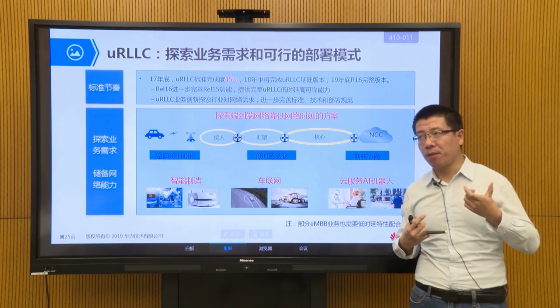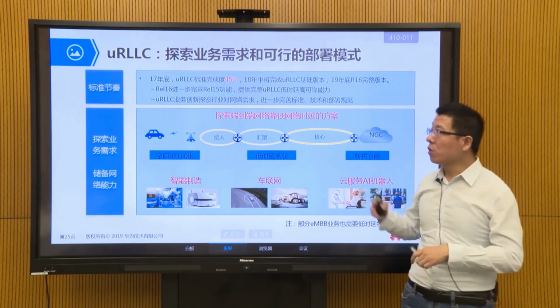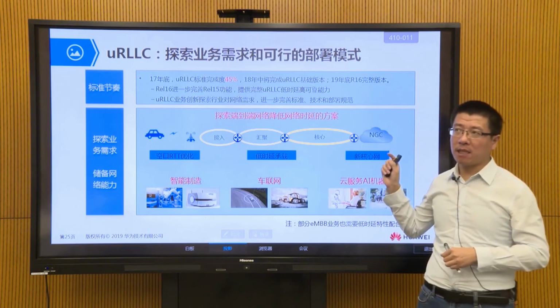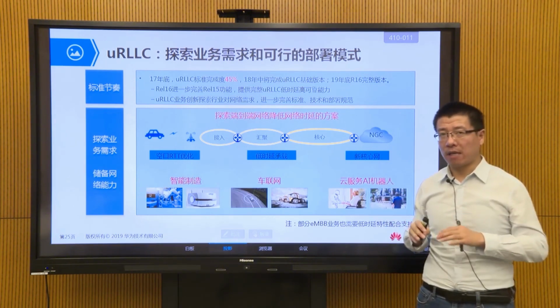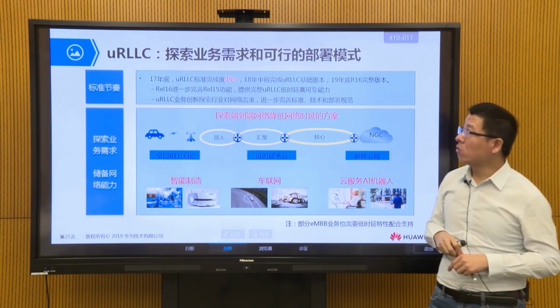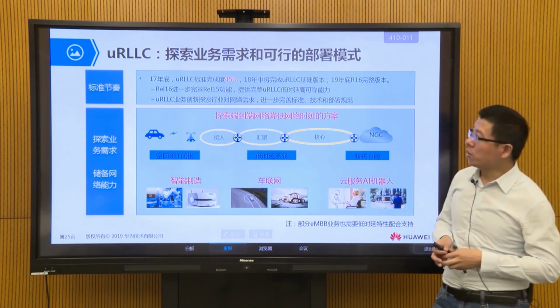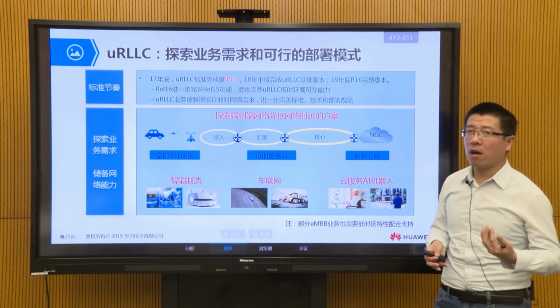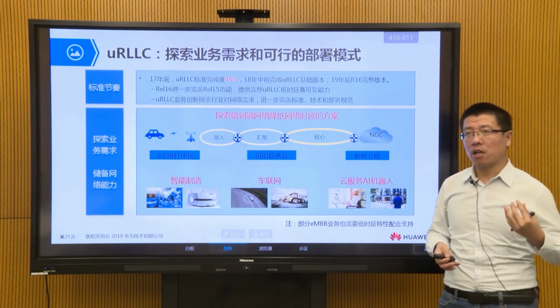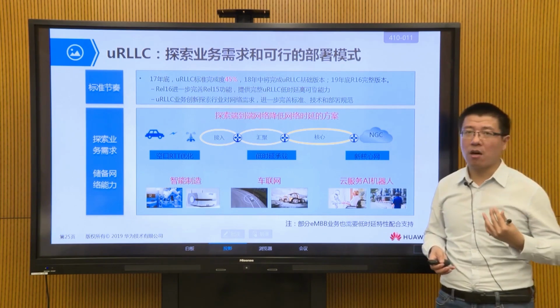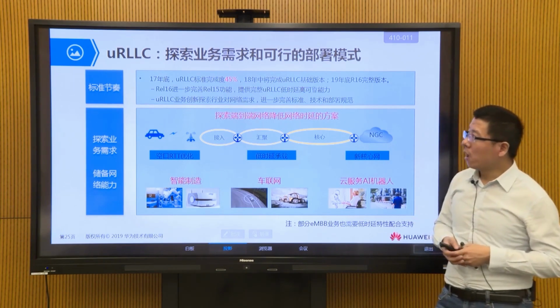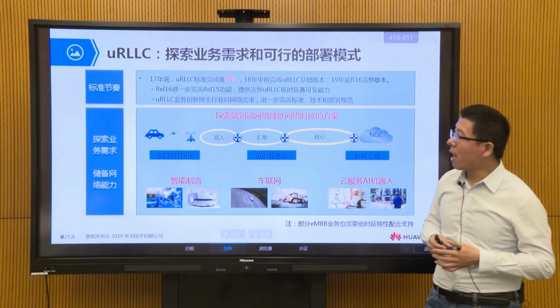It is very important. At the end of 2017, the URLLC standard was 45% completed in the 3GPP standardization organization. Then in the middle of the year, in June 2018, when the R15 standard landed, we completed the basic version of URLLC, but it's just basic functionality. Then in R16, we will complete the full version of URLLC with full competitiveness.